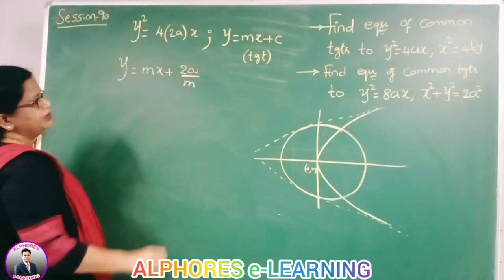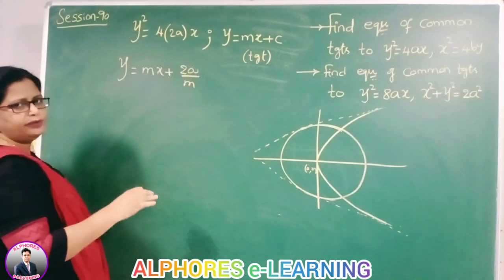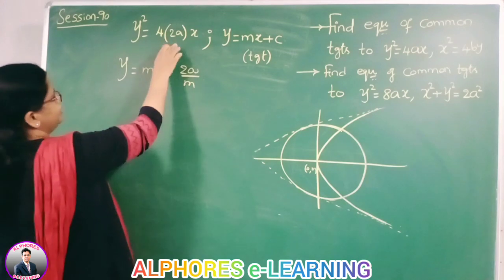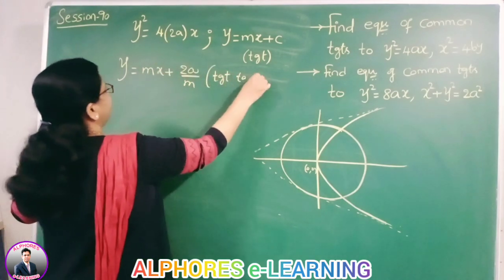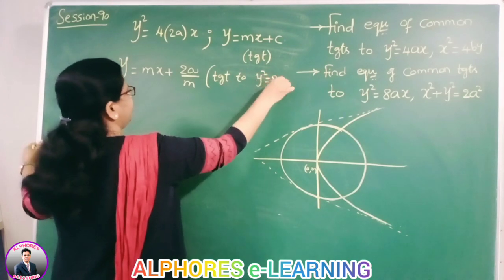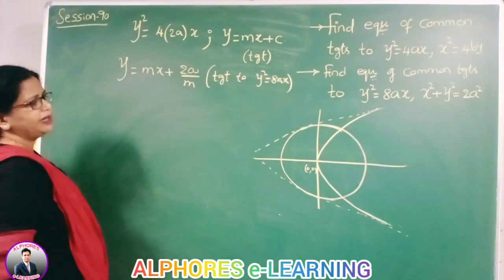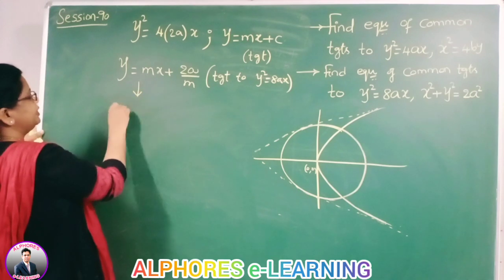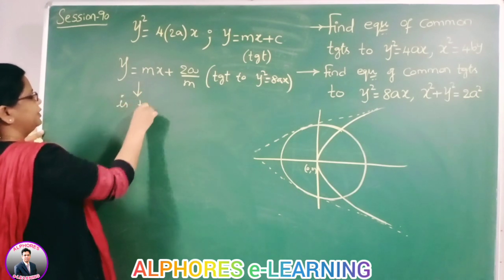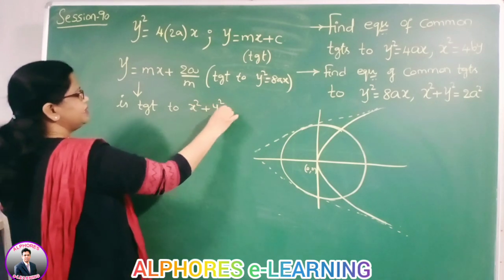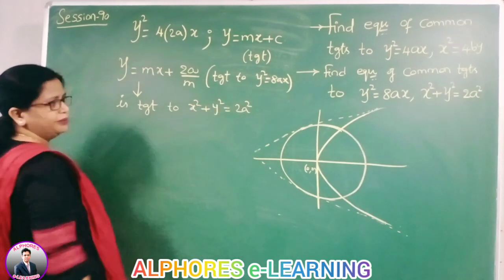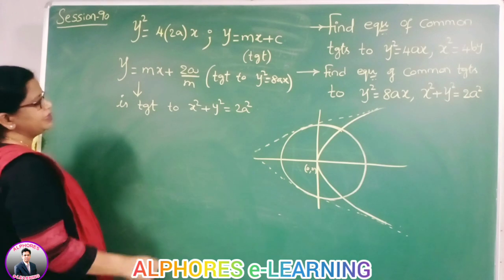And now this is even tangent to what? The circle also. Okay, first this one is tangent to which one we have taken? The parabola. The condition for y square equal to 8ax we have applied. But this line is tangent to which one also? It is tangent to the circle also. That is x square plus y square is 2a square. This also.